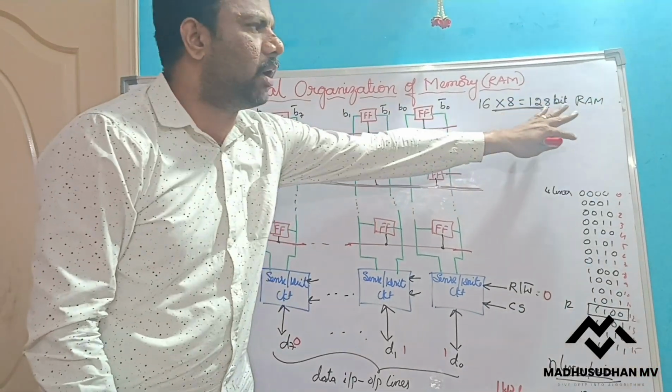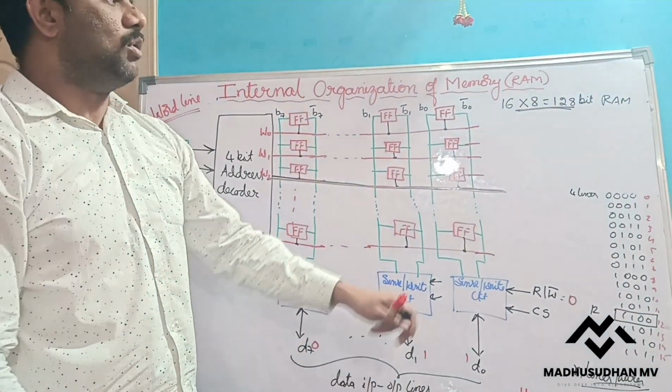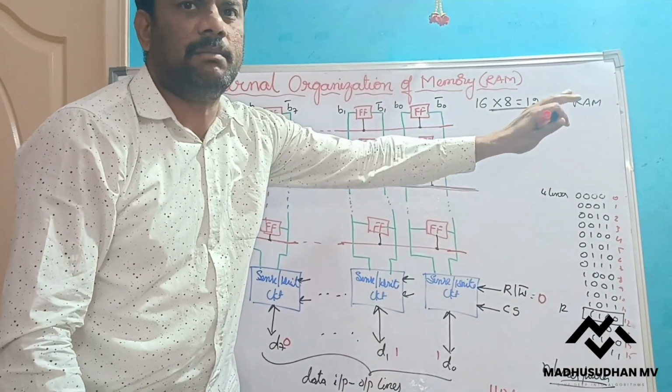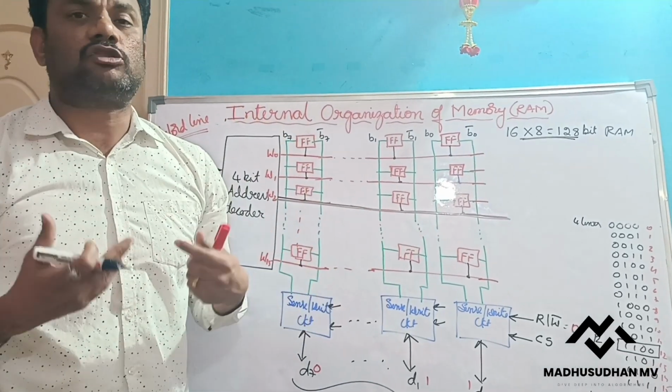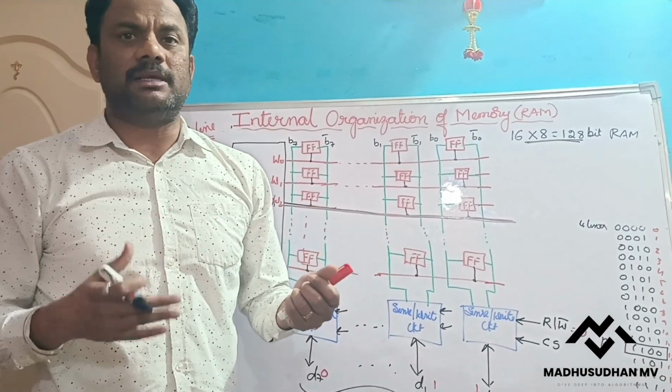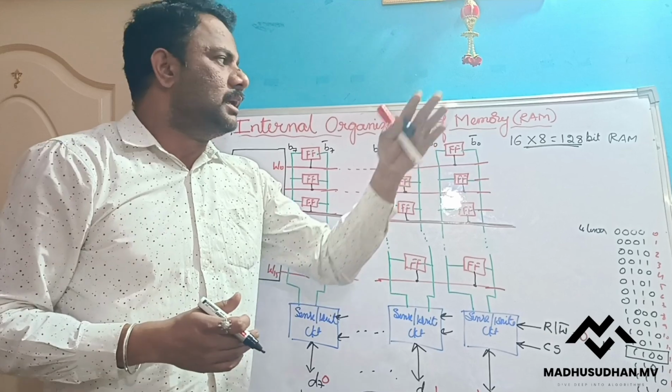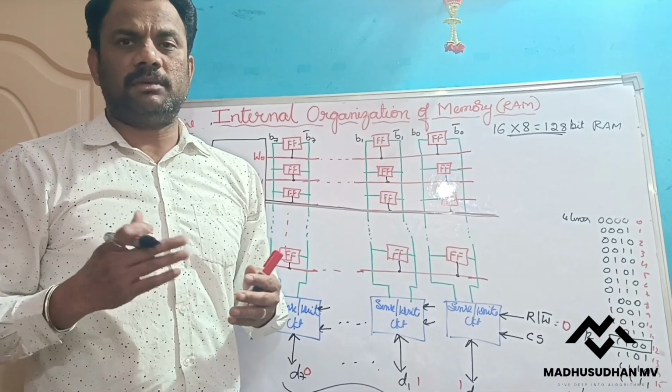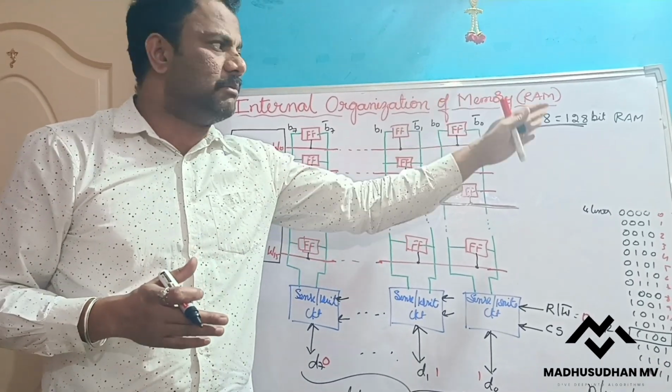Now, 128 bits is nothing. Actually, what are we using? 4 GB, 6 GB, 8 GB, 10 GB, 12 GB RAM we are using.